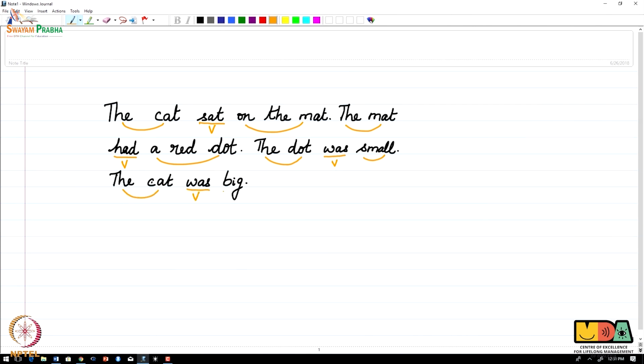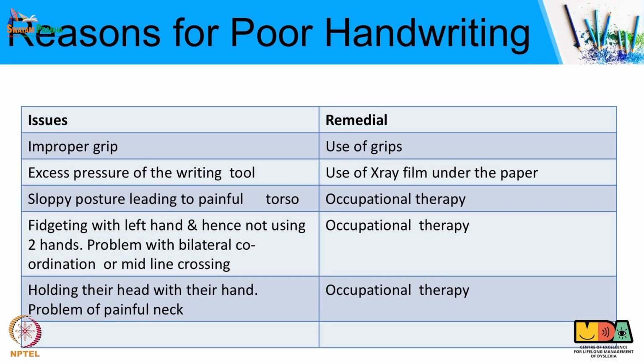The cat was big. When this is done, the child would be encouraged to copy in phrases, and since the sentences are written in different colors, the child will not miss out on sentences and tracking would also be effectively done. So far, we have discussed the different difficulties children would have in mechanical aspects of writing, and we gave various remedial methodologies for the child to adopt.